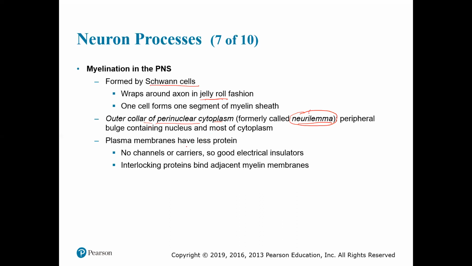Yeah, and the membranes have less protein because they're more lipid. That's why they're good electrical insulators, right? And they're good for binding. The proteins are good for binding the myelin to the axon itself.